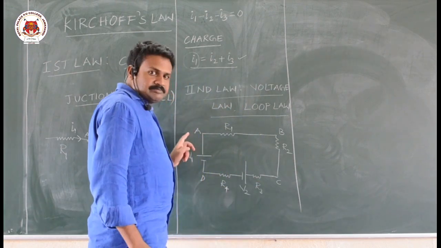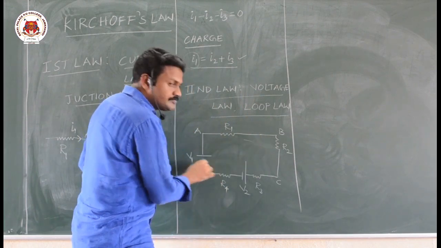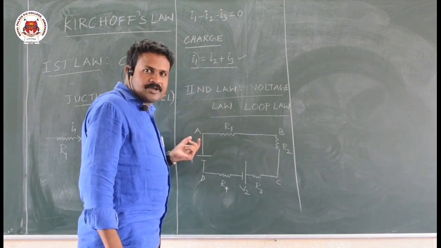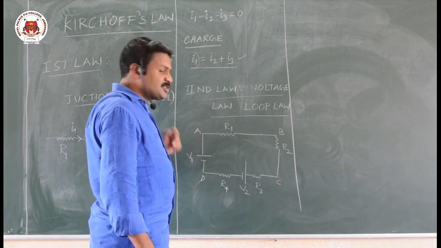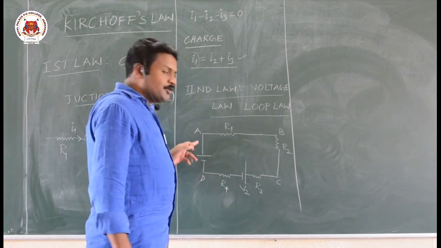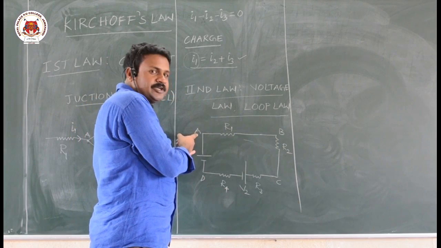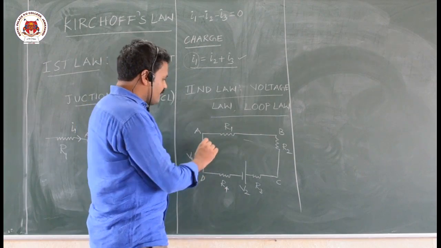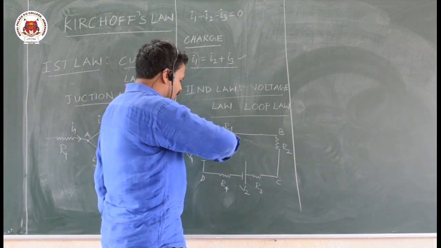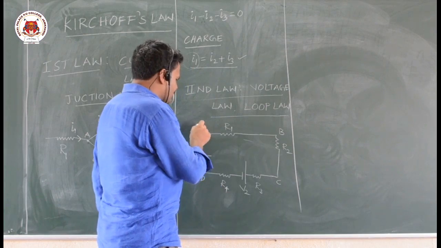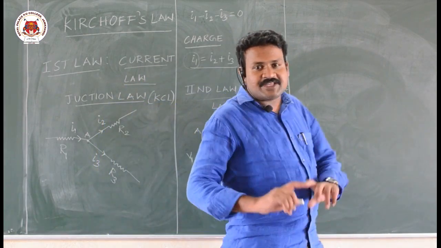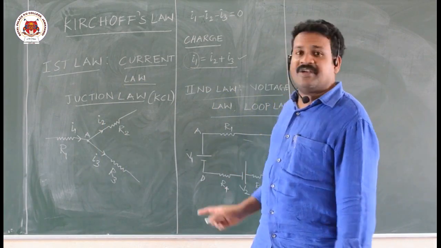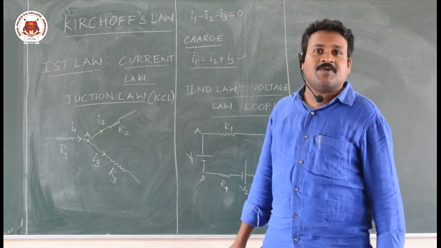If you start from A, complete one circle, and come back to A, then according to the work energy theorem, work done must be 0, because you have completed one loop and reached the same point where you started, so displacement is 0 and work done is 0. Here also the second law says, within a loop, the algebraic sum of all potential differences across the different resistors in a network is always equal to 0.